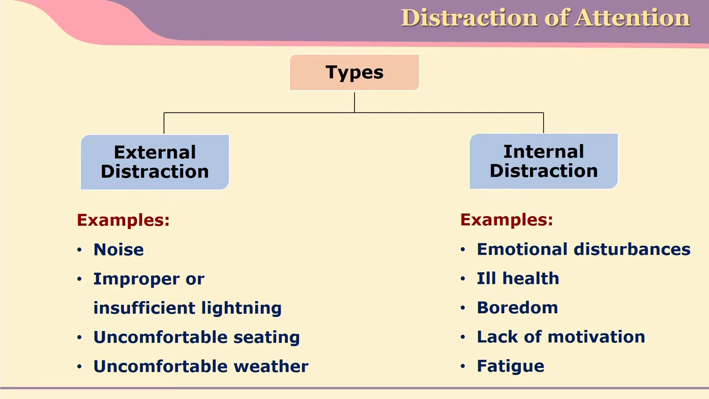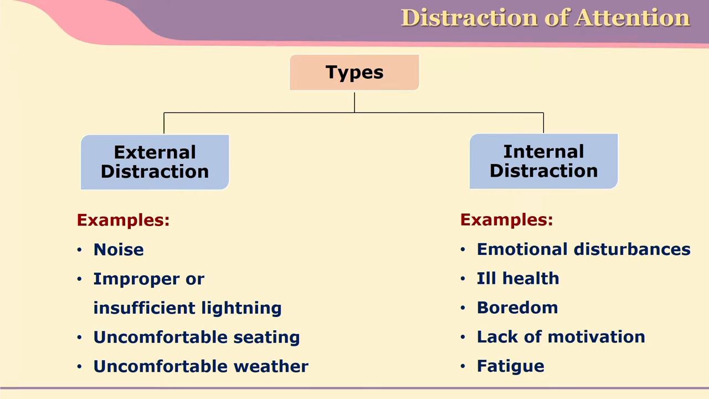Also, there are factors which are uncontrollable, called external distraction. Few of the examples can be noise, external noise. A child is studying in a classroom. There is a function going on outside the classroom, and because of that noise, the child is not able to concentrate or pay attention to the teacher.